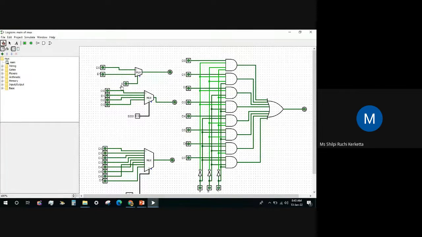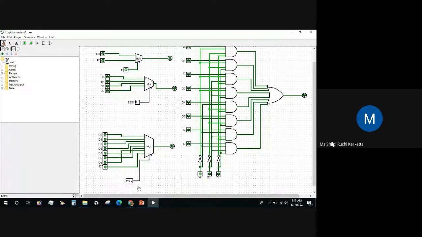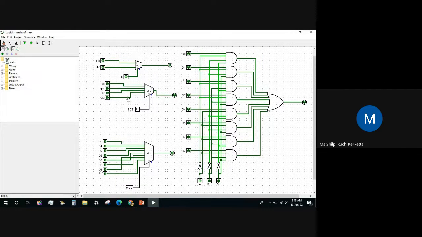So here is our input line. This is S, only one select input is there. Here there are 2-bit select inputs, and here 3-bit select inputs. So here it is S, here S0 and S1, here S0, S1, S2, or A, B, C. If we have only one select input, then we have the data lines D0 and D1. So here actually what we are doing is coding.